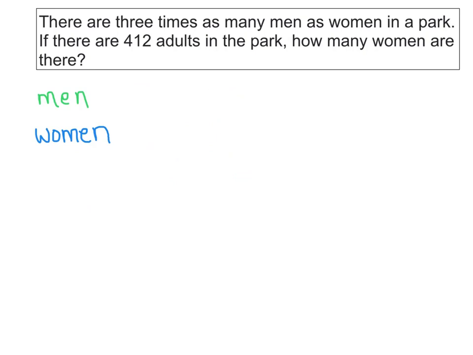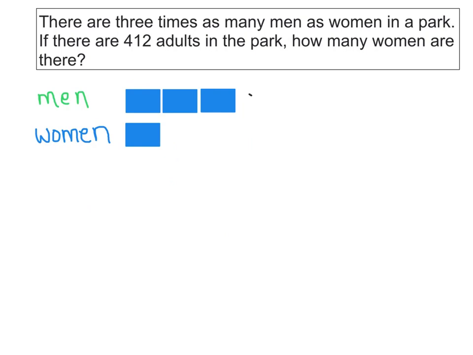So I will give the women the block, and I will give the men 3 times that amount. That's 1 times as many, 2 times as many, and 3 times as many. Now I have the relationship between the two quantities. I'll go back up to my story to the next sentence. It says, if there are 412 adults in the park.